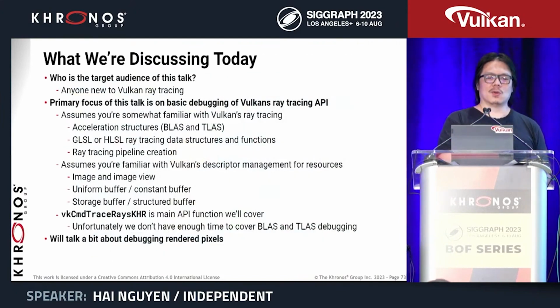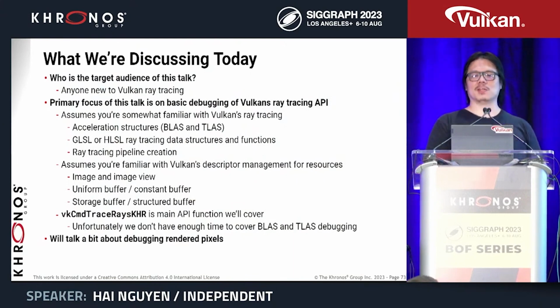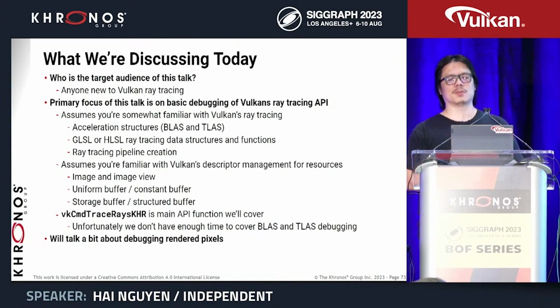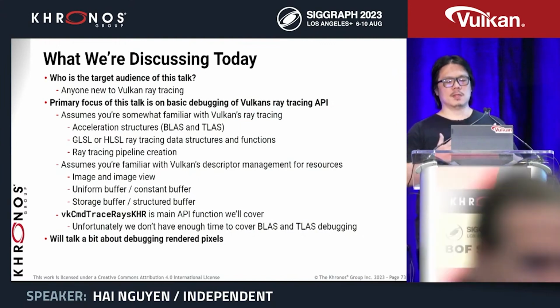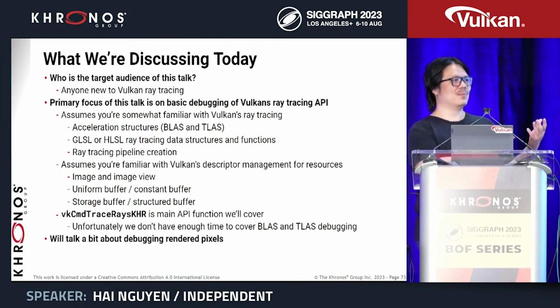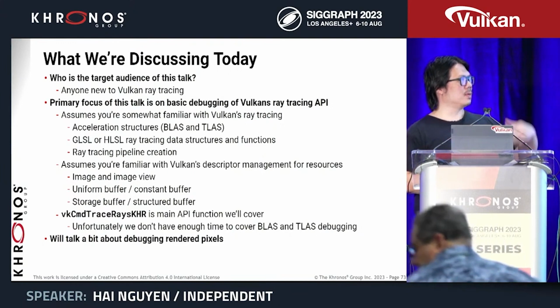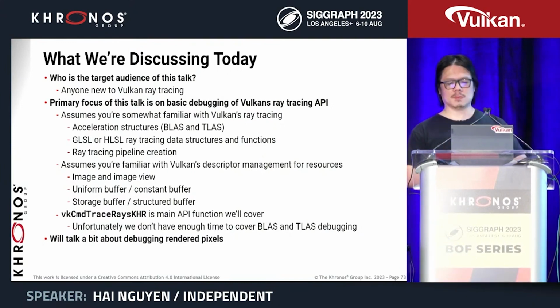Okay, so this is what we're going to talk really quickly about today. The target audience for this talk is anybody who's new to Vulkan ray tracing, and this talk primarily focuses on the API side. We'll get a little bit into debugging pixels. The assumption is that you're somewhat familiar with Vulkan ray tracing concepts. Thank you, Autodesk, for talking about some of that, because I wouldn't have time to. Mainly acceleration structures, shaders, and pipelines. I'm also going to assume that you're familiar with Vulkan descriptors and resources. And the focus of the API that we're going to look into is vkCmdTraceRays. Unfortunately, we don't have time to go into things like BLAS and TLAS debugging. I do have some comments about that.